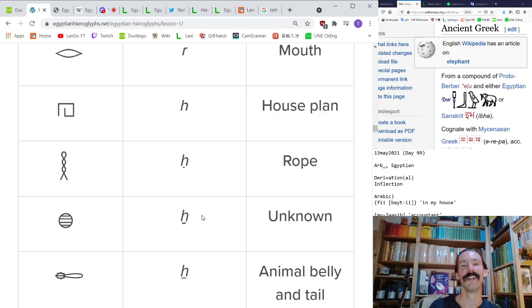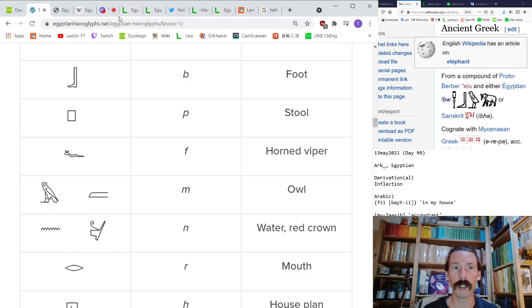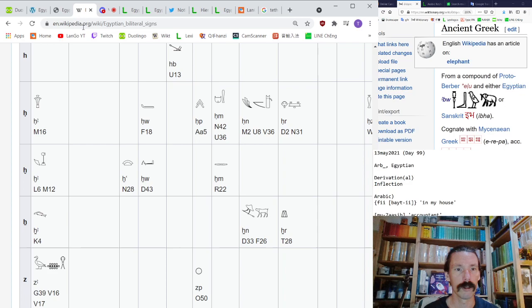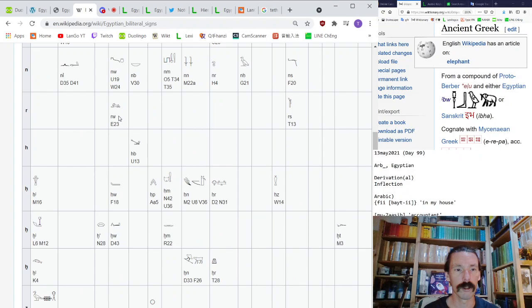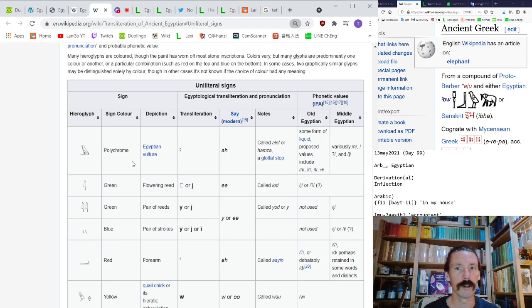So I'm going to look through these and try to memorize the vulture. Does that Wikipedia one have the Gardiner numbers for these? The uniliterals? I don't see them on here, actually. Oh, that's less than ideal. Do you have anything that has them? Yeah, that one has the Gardiner numbers. This uniliterals page doesn't. Maybe it was the transliteration page we were looking at? Maybe. No, I guess not.